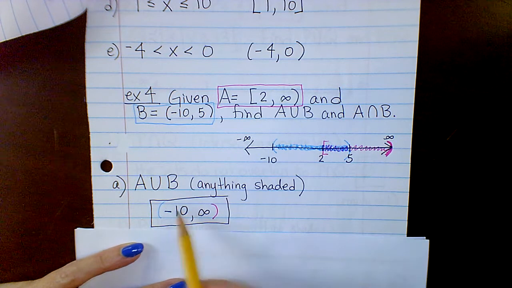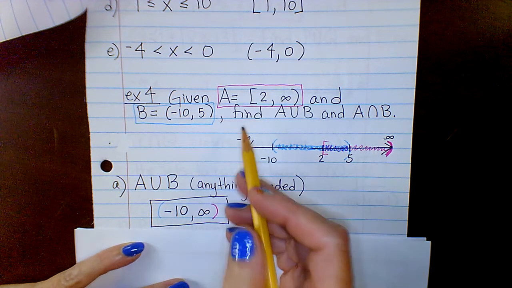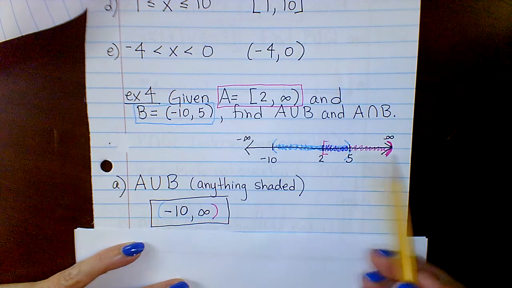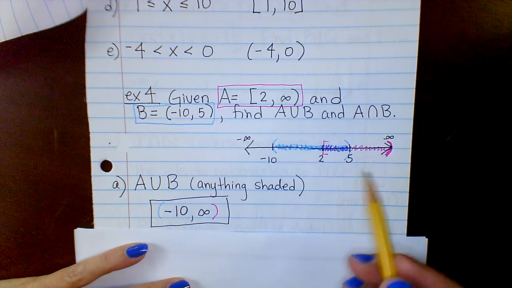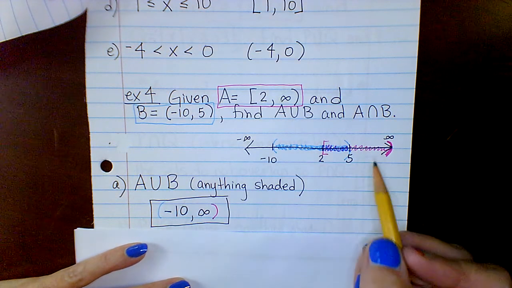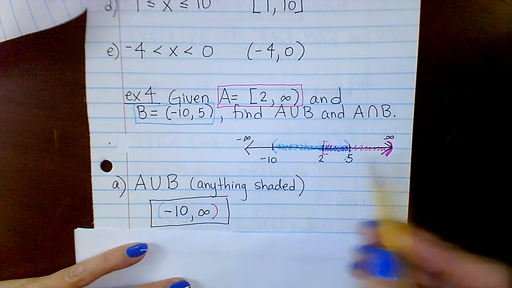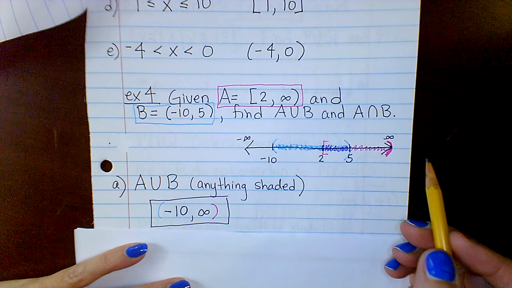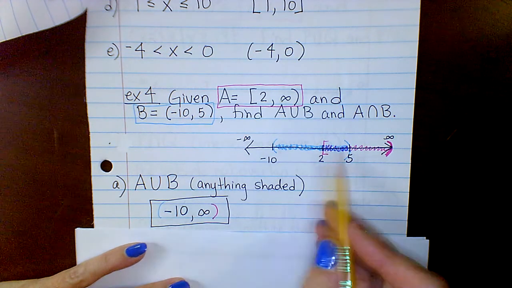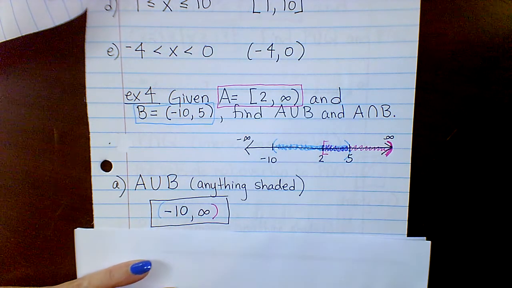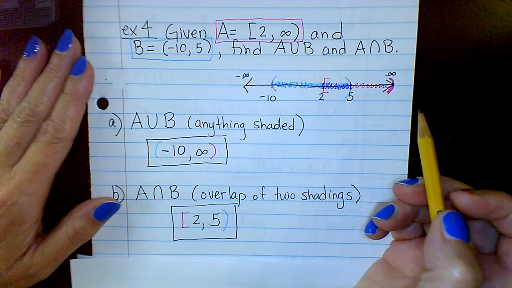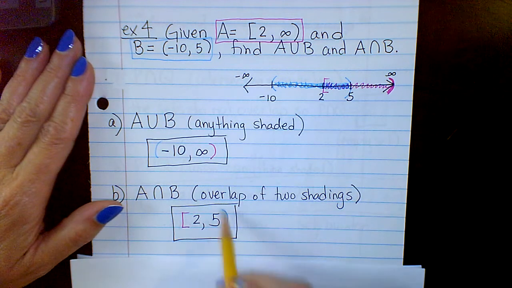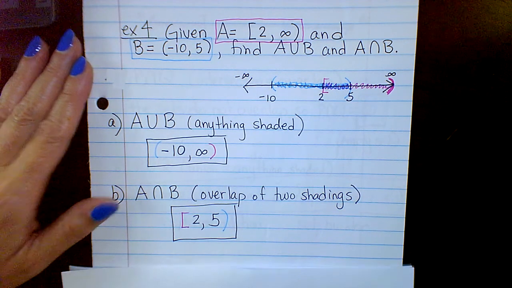Notice there's a parenthesis. So I am using this color very intentionally, okay? I don't want you to look at this color and think I'm just trying to spruce things up here. It is very intentional that this red stuff goes with this red stuff. This blue stuff goes with this blue, goes with that blue right there. The overlap of the two shadings is right here from 2 to 5. And again, you'll notice that bracket and that parenthesis right there.